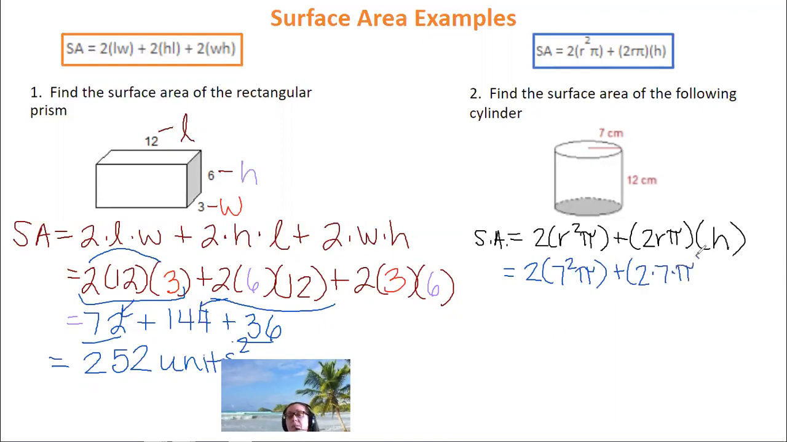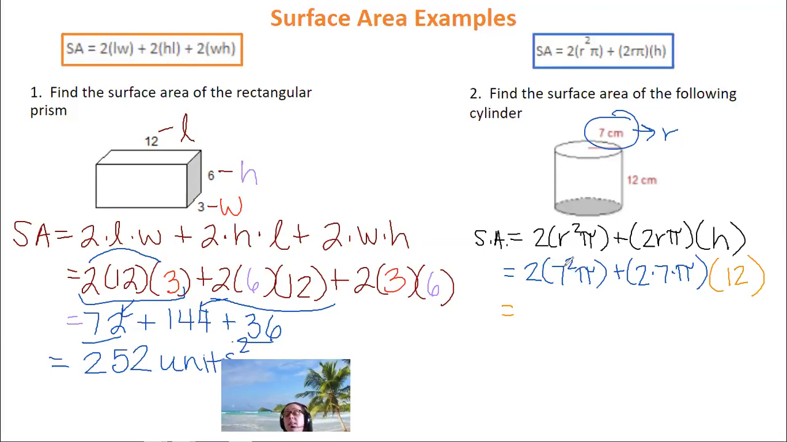So everywhere there's a radius, I plug in 7. What's my height of my cylinder there? 12. Good stuff. And then again, it's more order of operations. Now here we have to be a little more careful because we have pi.